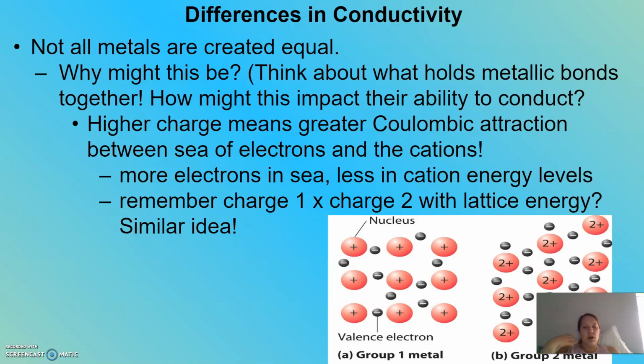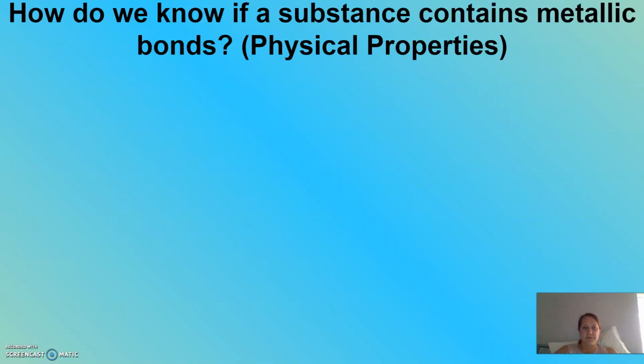So if there's more electrons in the sea of electrons, they're going to tend to stay closer to the cations. If there's less electrons, then there's not as much difference in charge. There's not as much Coulombic attraction, so more conductivity. So again, the more electrons a metal gives up, the worse a conductor it is. And that's because the more electrons it gives up, there's a higher charge, so those electrons are more attracted to the cations.